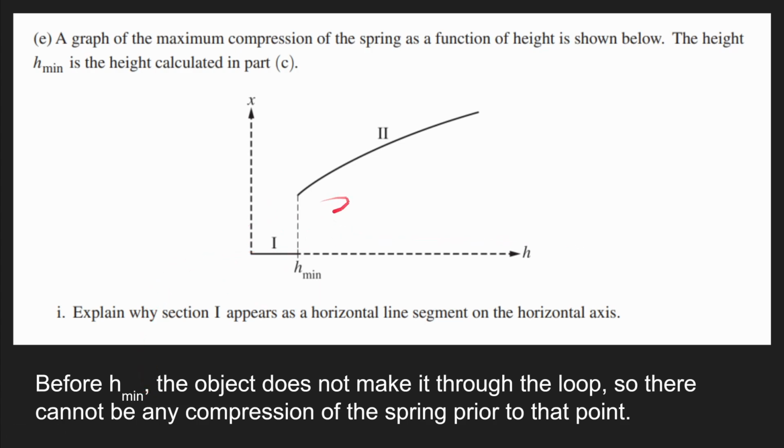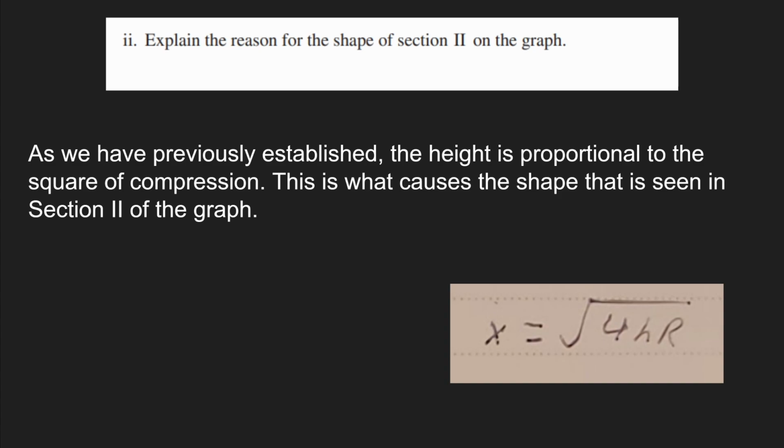So you may be saying, why is that? Well, if it doesn't reach that minimum height, it doesn't complete that loop. It'll go and it'll stop. Let's say there's our loop here, right? It'll go like this and it'll fall. It won't make it all the way until it reaches h_min. So before it reaches h_min, the object does not make it through the loop, so there cannot be any compression of the spring prior to that point. That's it for part 1. Let's go to part 2 now.